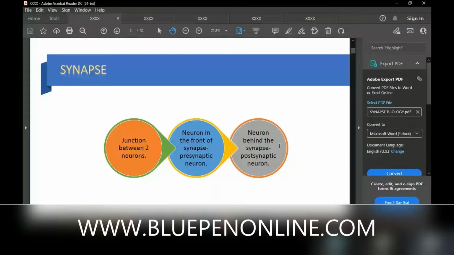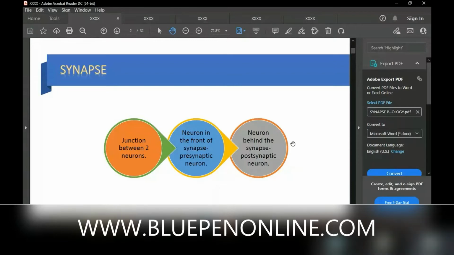But in the case of the neuromuscular junction, we have to know about the neuron, as well as the other part, where the postsynaptic membrane is the muscle. Here it is two neurons. The neuron that is seen in front of the synapse is called the presynaptic neuron, and the other one behind that one is called the postsynaptic neuron.